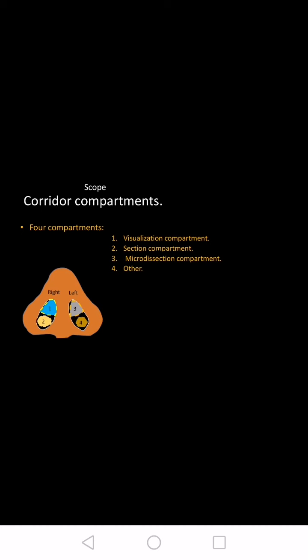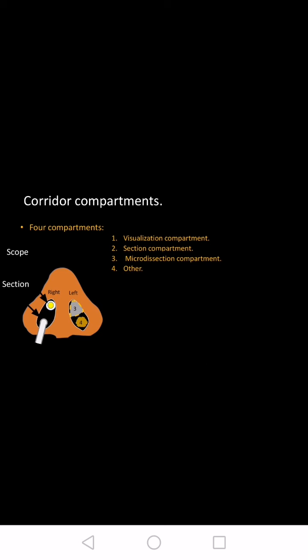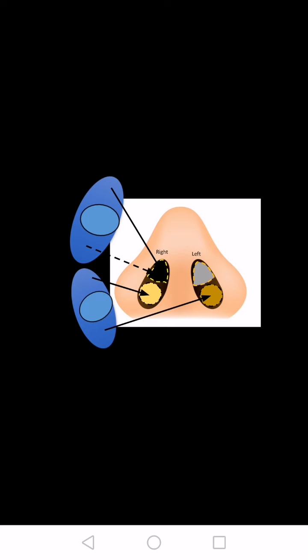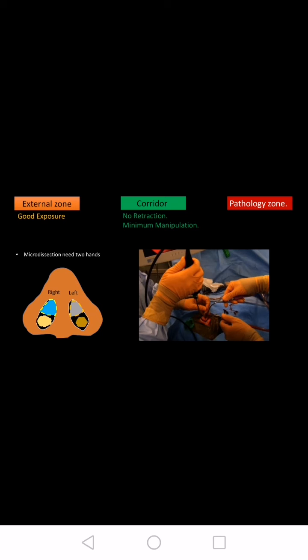a nasogastric tube in the fourth compartment as an accessory section, especially at the beginning of the procedure, and then later it's removed and used for microdissector. As you can see here, the main surgeon is typically handling the lower compartment, while surgeon 2 will deal with the upper compartment, especially the endoscope and visualization compartments.